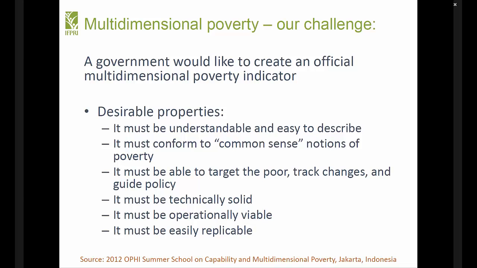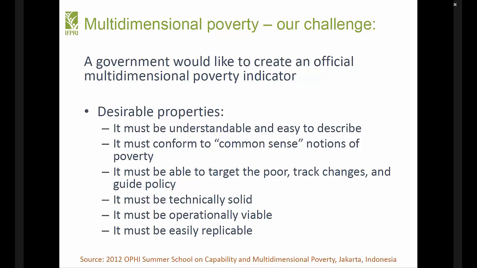Okay. So what's the challenge? Let's say a government would like to create an official multidimensional poverty indicator. And there are some desirable properties of such an indicator. It should be understandable and easy to describe, because otherwise, how can you explain it to government officials and vice versa, how can you explain it to the people? It must conform to common sense notions of poverty. It needs to make sense. It needs to be intuitive. It must be able to target the poor, track changes, and guide policy. So it should be useful.